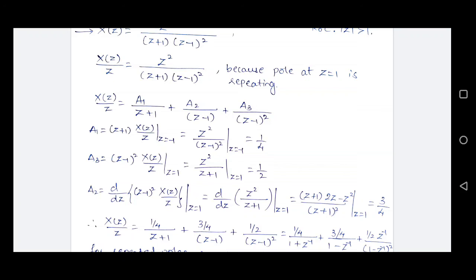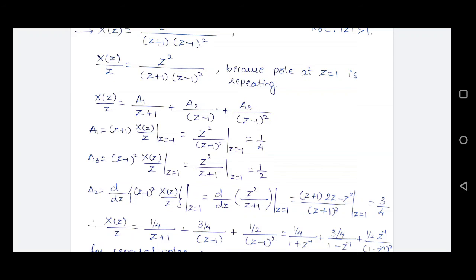So we'll obtain Z square divided by Z plus 1. Now we'll differentiate this by applying the u by v formula. We'll get Z plus 1 of 2Z minus Z square divided by Z plus 1 whole square. If we substitute Z equals to 1 in this expression, we'll get 3 divided by 4. Now we are only differentiating it once because the pole has been repeated twice. The power on the repeated pole is 2, so n minus k will be equals to 1. So we'll be differentiating it once.